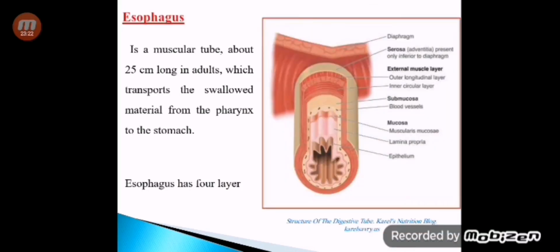The second structure of the digestive tract is the esophagus. The esophagus is a muscular tube about 25 centimeters long in adults, which transports the swallowed material from the pharynx to the stomach, and it has 4 layers. This part of the esophagus, after it penetrates the diaphragm, is the intraperitoneal section of the esophagus. We can see the 4 layers: first the mucosa, then submucosa, then the muscular layer, and the outer layer is serosa.